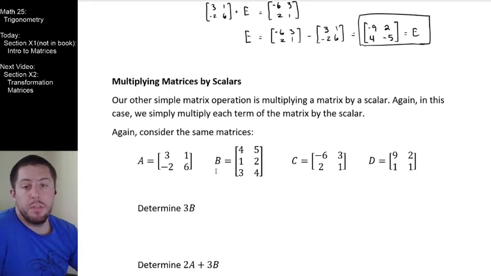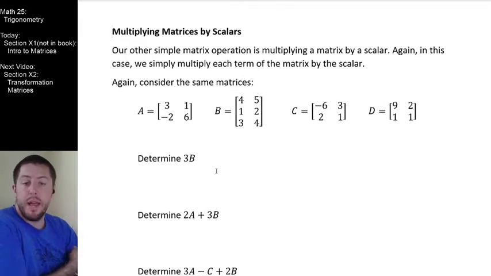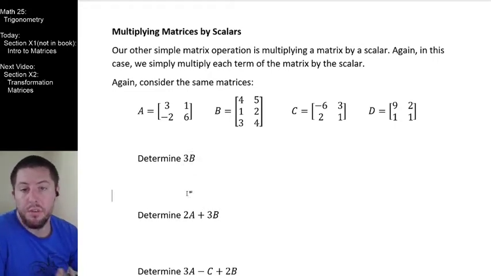Now, next topic, multiplying matrices by scalars. Remember, a scalar is just a number. So this isn't multiplying two matrices together. This is like taking the matrix B and multiplying it by the scalar, the number 3. Our other very simple matrix operation is multiplying a matrix by a scalar. Again, in this case, we simply multiply each term of the matrix by the associated scalar.